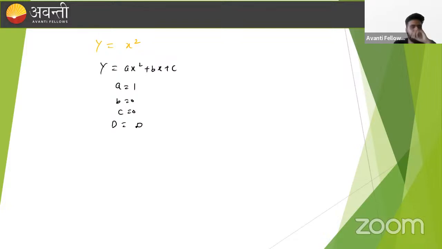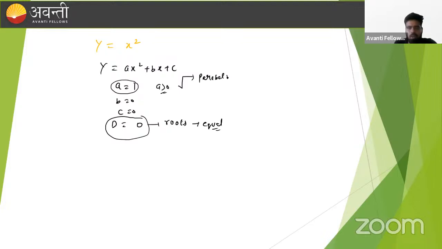Okay. So how can we draw this parabola? As we can see that D equal to 0, we can say that two roots are possible and both the roots are equal and real. And if our a is positive, then this is the symbol of a parabola opening upward. Parabola mouth opening upward.